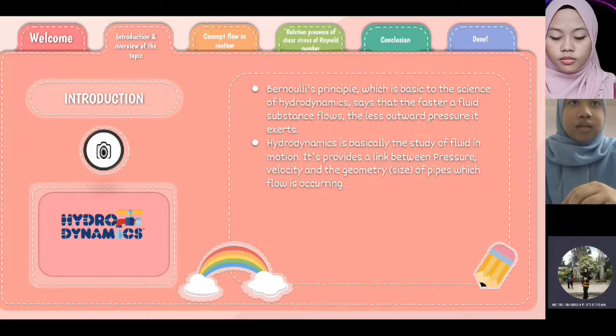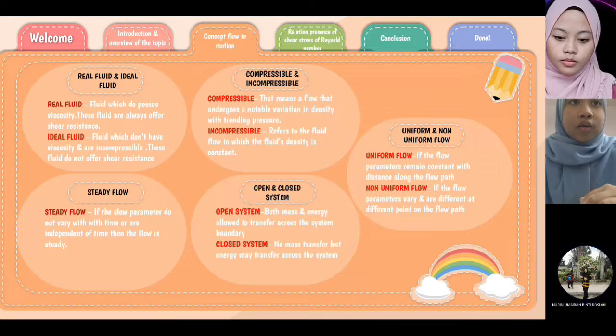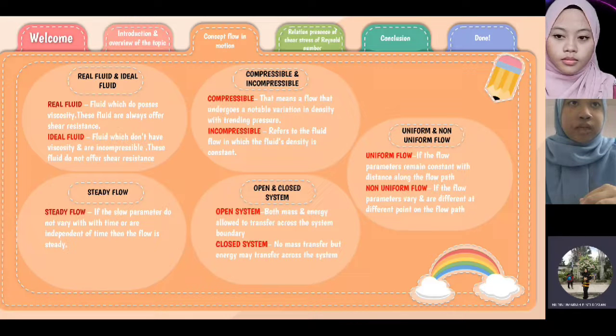Okay, the next one is concept flow in motion. We have a few concepts of flow in motion and we will see one by one. The first one is real fluid and ideal fluid. What is real fluid? Real fluid is fluid which does possess viscosity. This fluid always offers shear resistance. And ideal fluid is fluid which doesn't have viscosity and is incompressible. This fluid does not offer shear resistance.